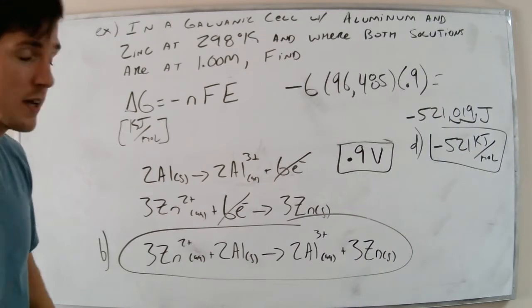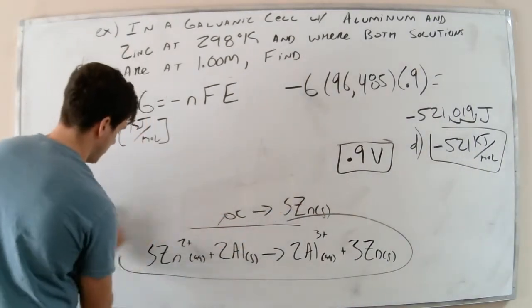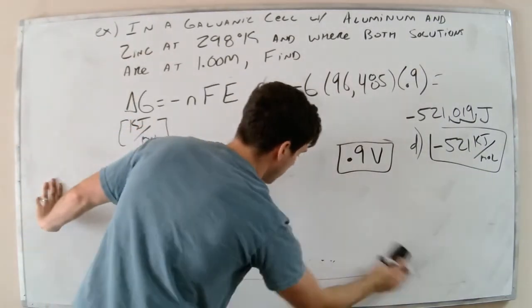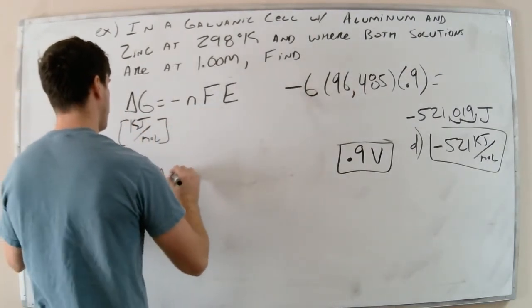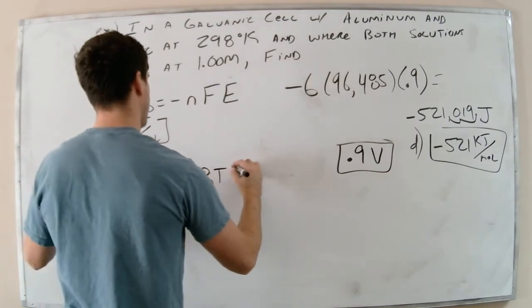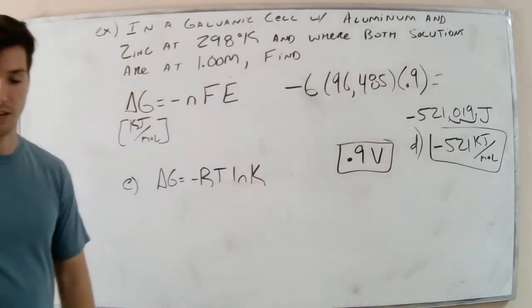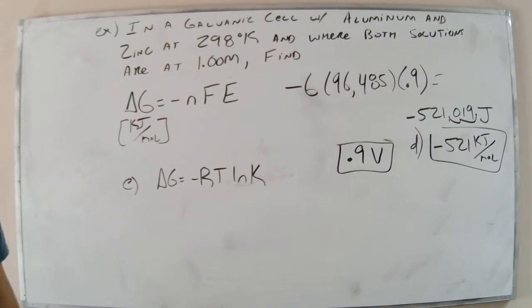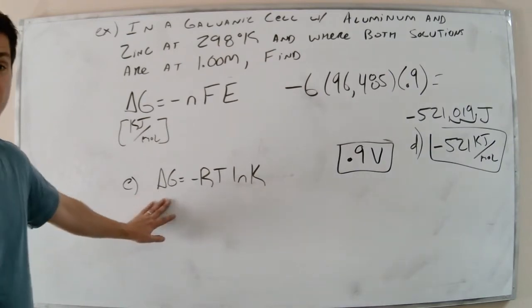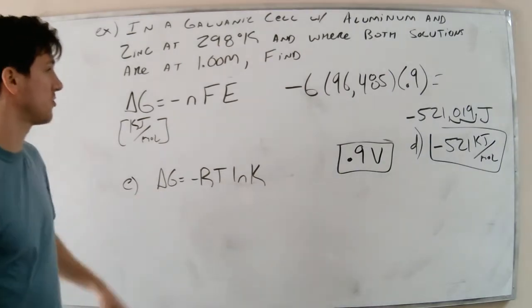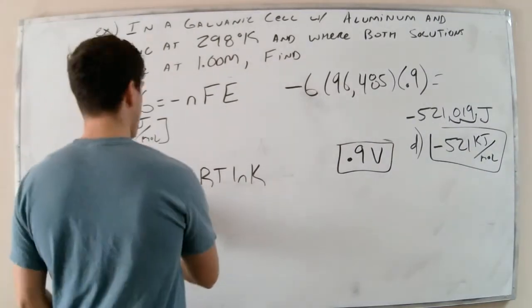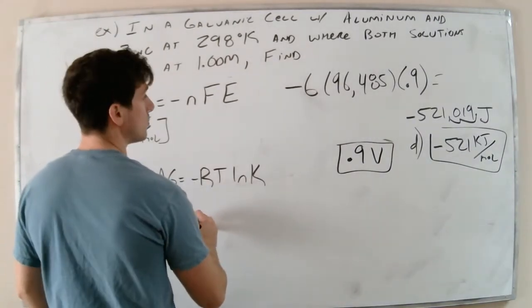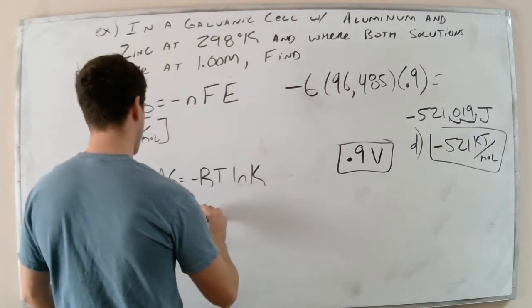And then the last one, E, it wants me to find the equilibrium constant, right? For E, well, remember, we've got to use delta G equals negative RT ln K. Okay, so let's go ahead and do that. We have to leave delta G in joules. So as in our previous one, we want that to stay in joules. So that's going to be -521,019.